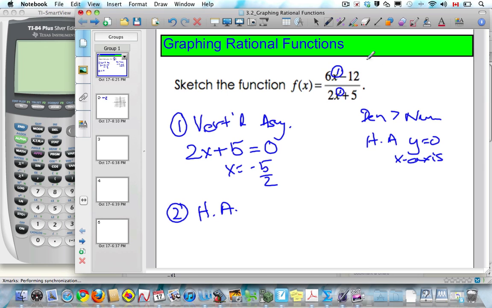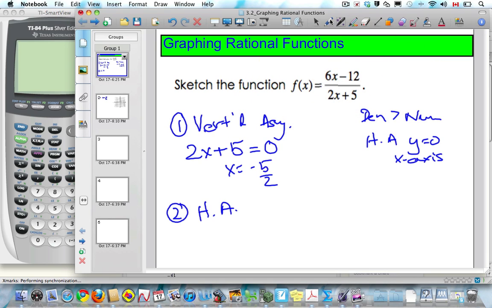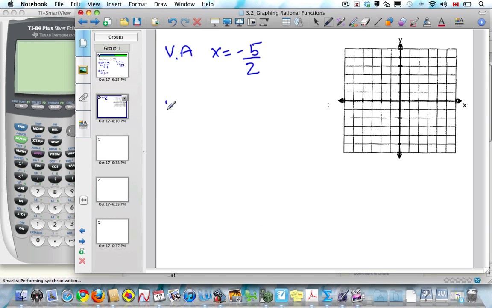Now in our case, both of these exponents are exactly the same, they're both equal to 1. And so if they're exactly the same, I'm going to look specifically at the coefficients, the 6 and the 2, since it's x over x. And so my horizontal asymptote is going to be y equals 6 over 2, which is 3. I'm going to write this over here, keep it all together so I can use all my information to sketch. So y equals 3.